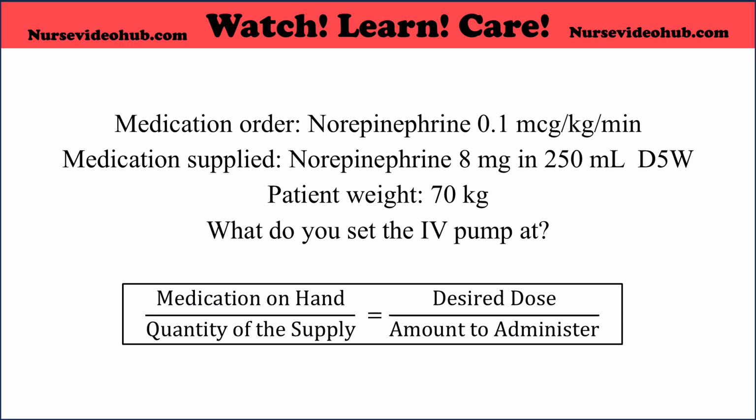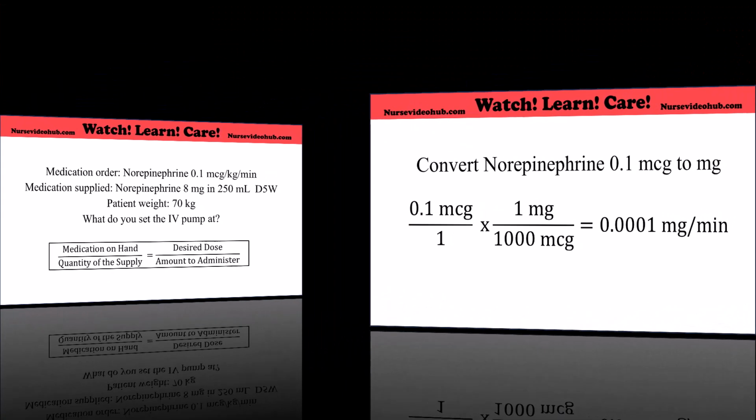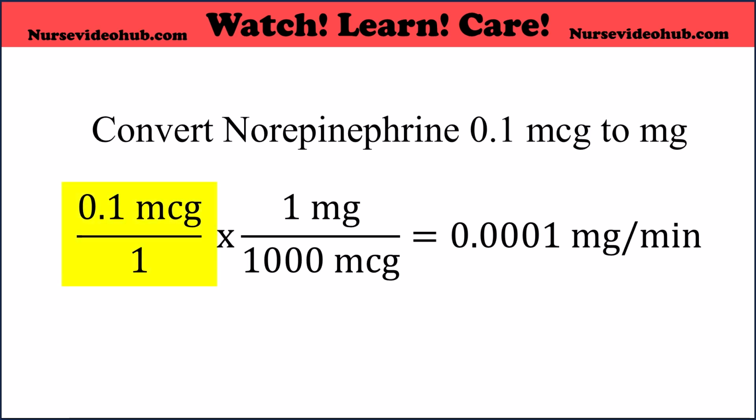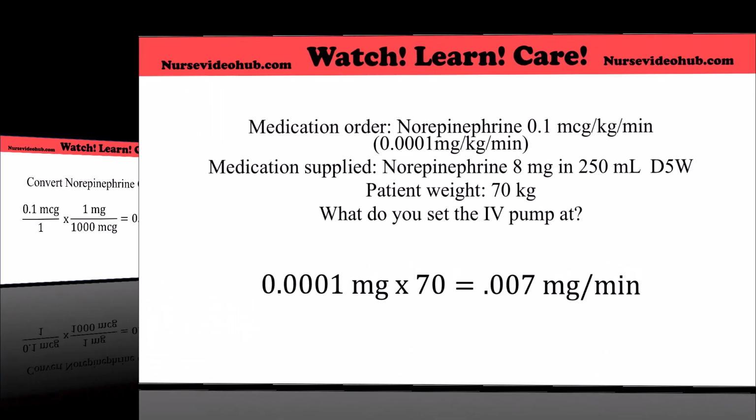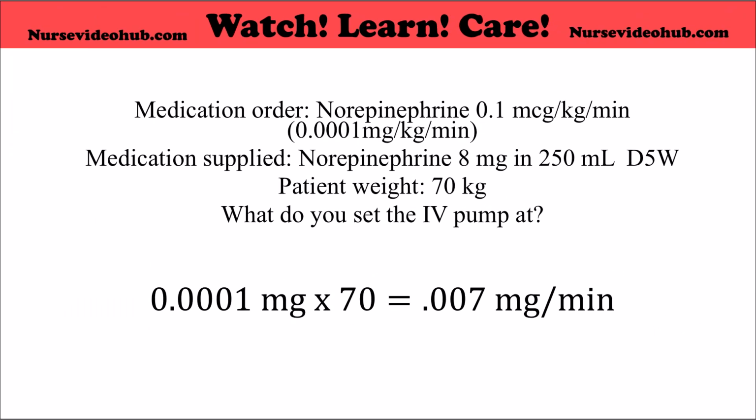The desired or prescribed amount is 0.1 microgram per kilogram per minute. The supplied medication is in milligrams, so you need to convert the desired dose from micrograms to milligrams. Then you can calculate the dose based on the patient's weight. Take the 0.1 microgram over 1 and multiply that by the conversion factor of 1 milligram per 1,000 micrograms, and that equals 0.0001 milligrams. Now calculate the desired dose that is weight-based.